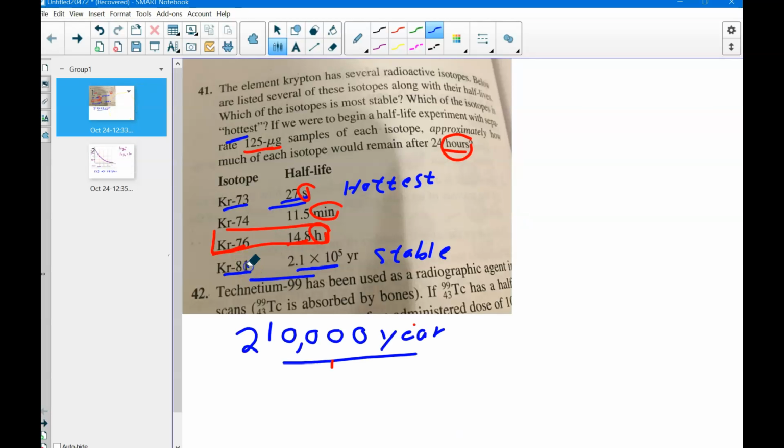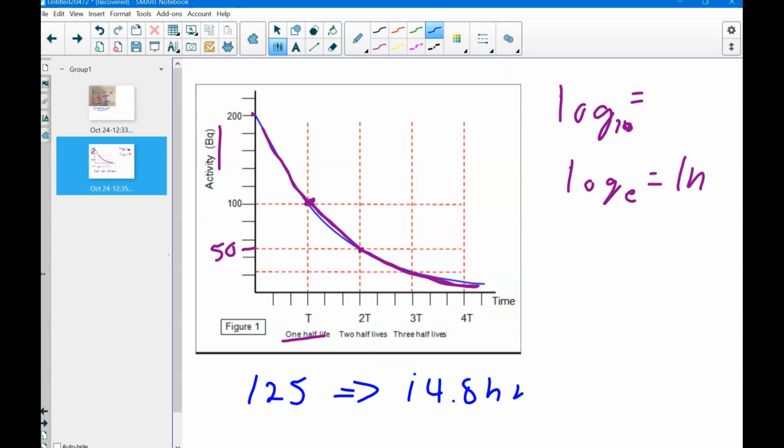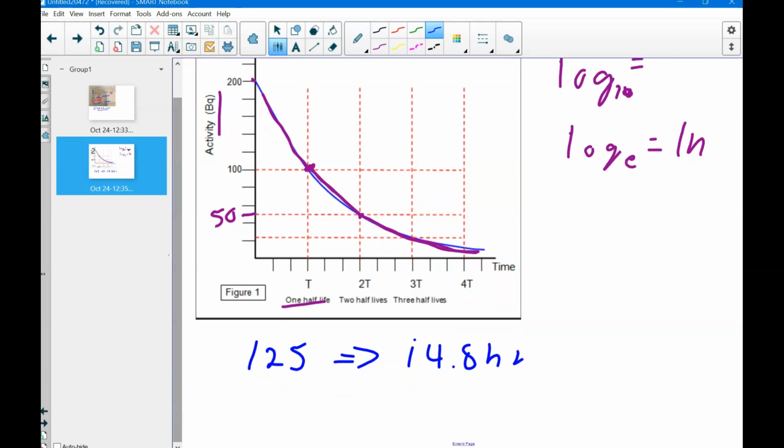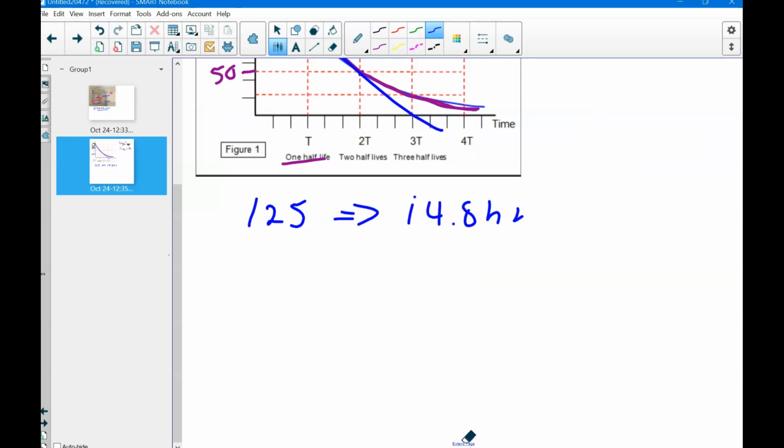Okay, great. So, first thing we need to realize, and this is an approximation, is what I'm going to show you right now, just to get your head around it. Basically, it would be a straight line. I would draw it this way, but this is to help illustrate the concept I'm trying to show you. So, first thing we need to do is determine how many half-lives, based on 14.8 hours, are in 24 hours.